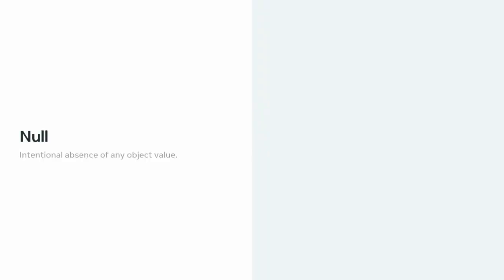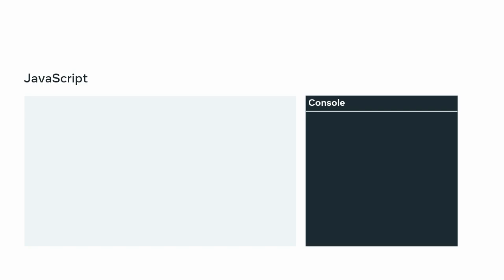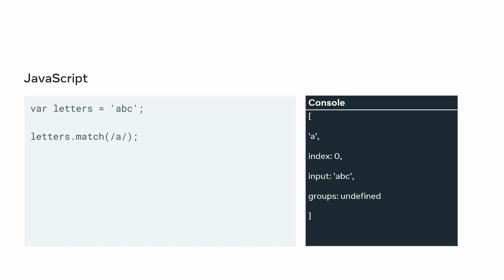Null represents the intentional absence of any object value. It is also a return value of some built-in JavaScript methods. For example, let's say you create the variable named letters and assign it a string value of ABC. You'd like to search for the letter A in this string. You can do this by using the match method to search inside the variable. This returns an array with several pieces of information, but the most important part is that it confirms the A was found in the string.